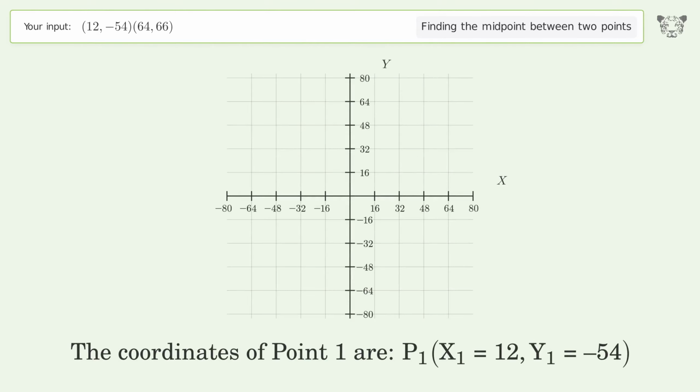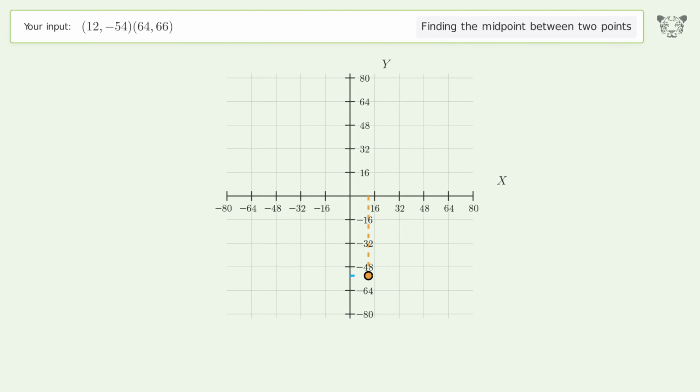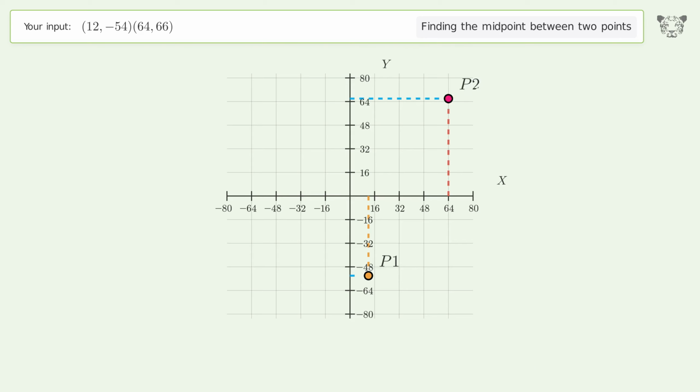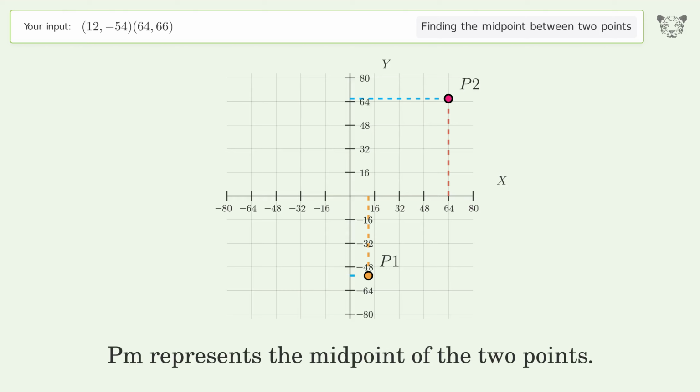The coordinates of point 1 are, x1 equals 12, y1 equals -54. The coordinates of point 2 are, x2 equals 64, y2 equals 66. PM represents the midpoint of the 2 points.